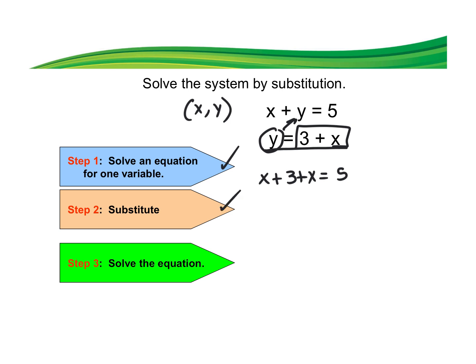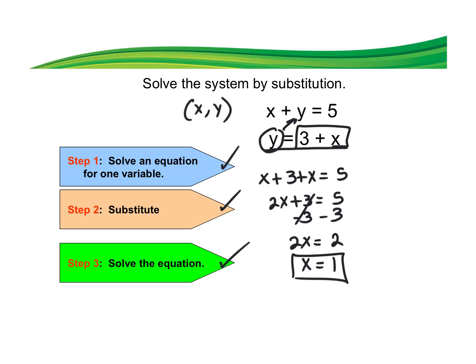So we substitute it in. The third step would be to solve the equation. So then we get 2x plus 3 is equal to 5. I'm going to subtract 3 on both sides. That will leave me with 2x is equal to 2. So we get that x is equal to 1. There, we solved the equation.